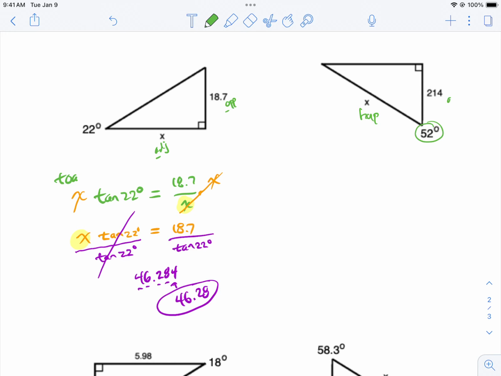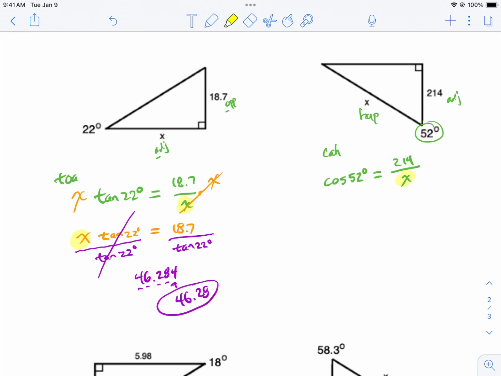This is not the opposite. It must be the adjacent, huh? So we've got adjacent, hypotenuse, CAH, cosine. This is one of those cosine situations. So I know the angle again. So cosine of 52 degrees is, take the adjacent first, 214, put it over the hypotenuse, which is the x. Ooh, x is on the bottom again. See, it happens. It happens.